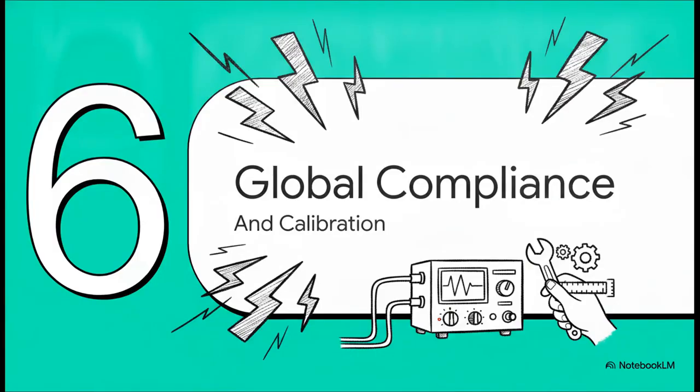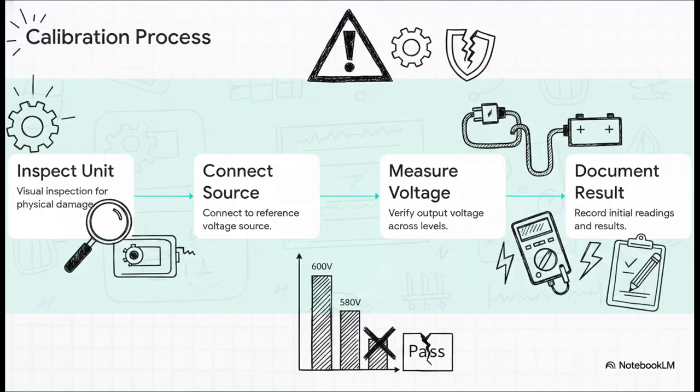Finally, Section 6, Global Compliance and Calibration. At the end of the day, ensuring safety and data accuracy requires strict calibration of these high-voltage testers. Because, let's face it, even the safest machine in the world is useless if its voltage output drifts over time. Calibration is a highly systematic process. It involves rigorous visual inspections and cross-referencing the output voltages against a highly trusted reference source. This prevents measurement drift that could dangerously compromise the product's safety rating.